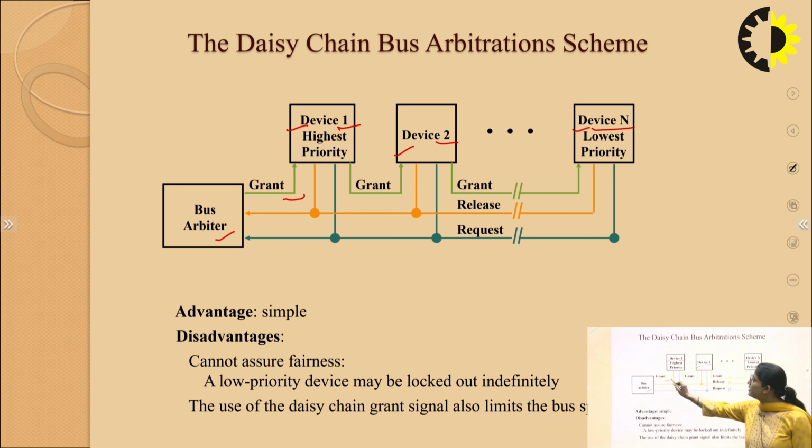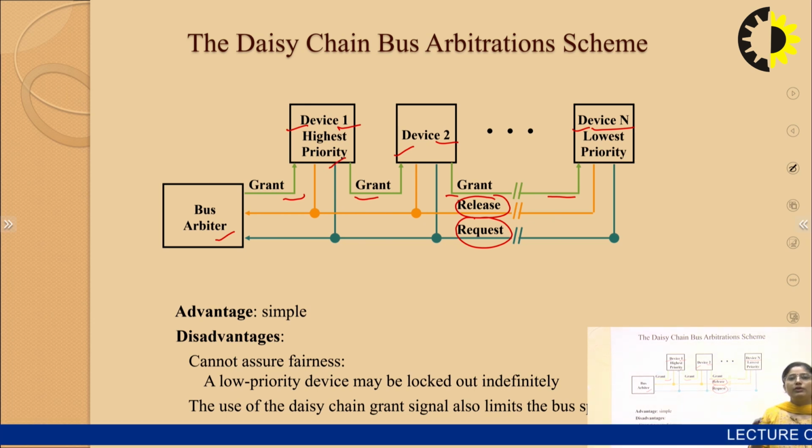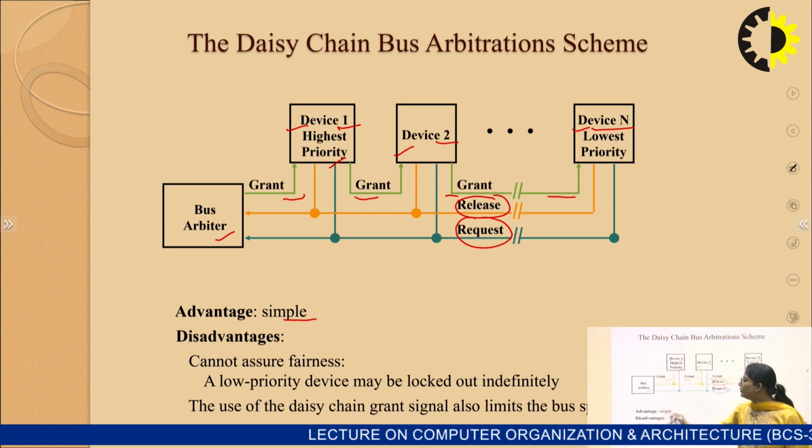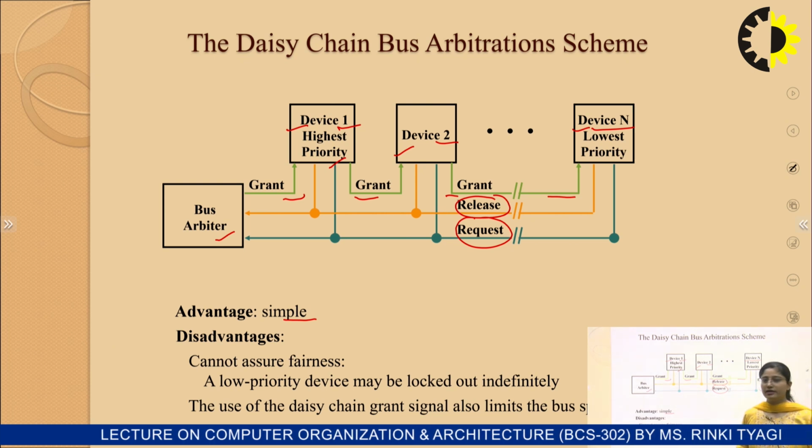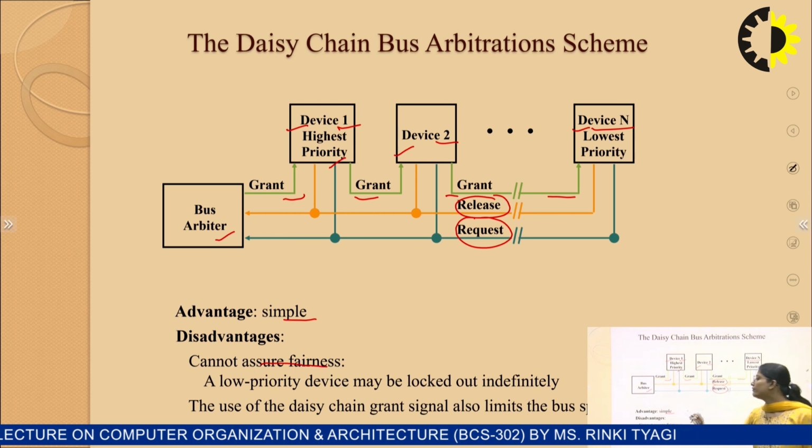Here the request signal and the release signal are always given to all the devices. But only the device that gets the grant signal from the bus arbiter will get the bus. So what are the advantages of the daisy chaining method? It is a simple method, but the only disadvantage is that it cannot assure fairness.